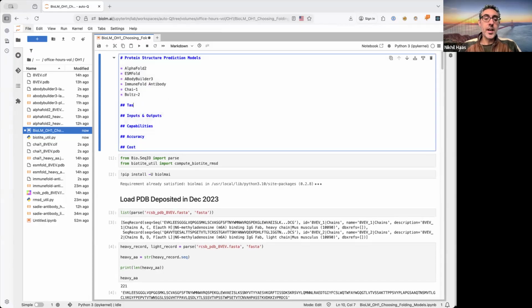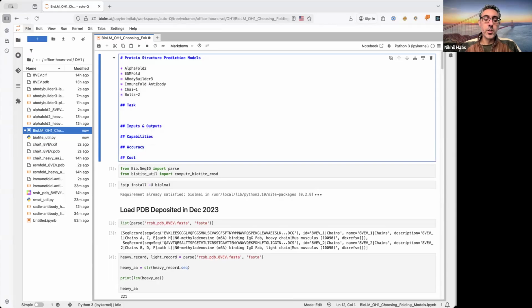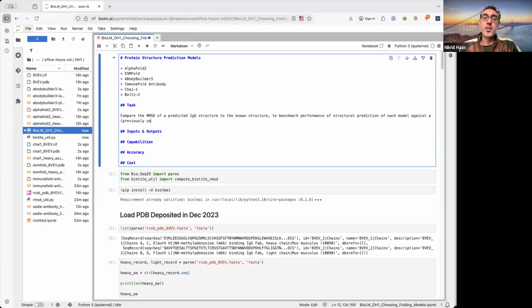And I should write up here, probably the task is to compare the RMSD of a predicted IgG structure to the known structure, to benchmark the performance of structural prediction of each model against, hopefully, a previously unseen IgG.